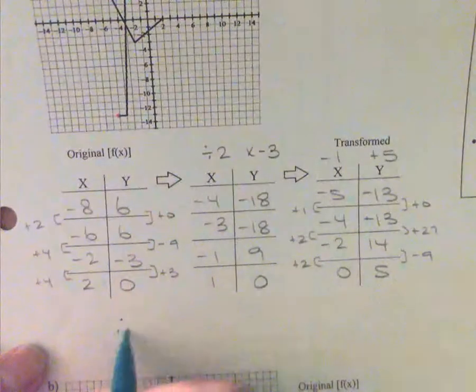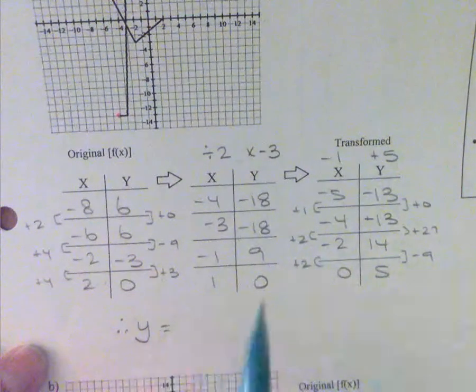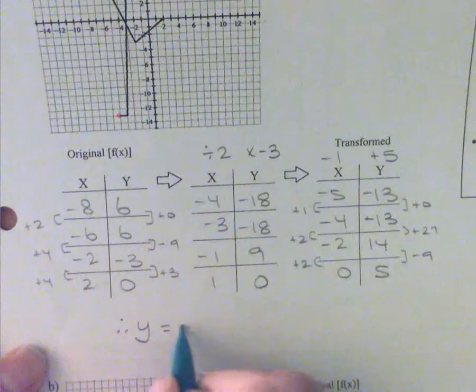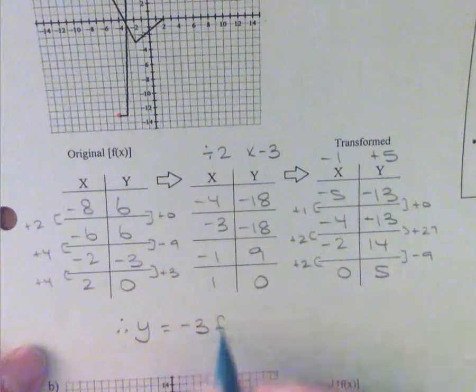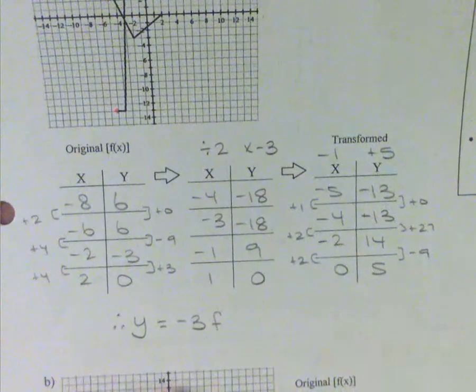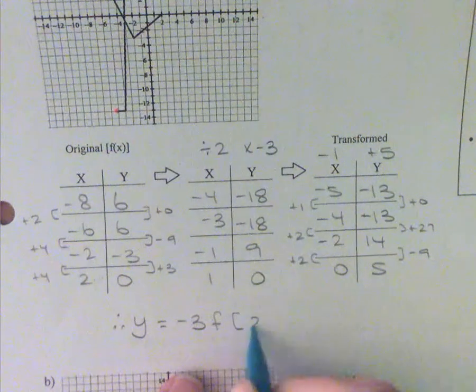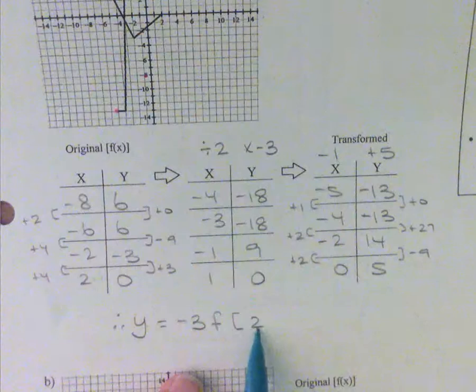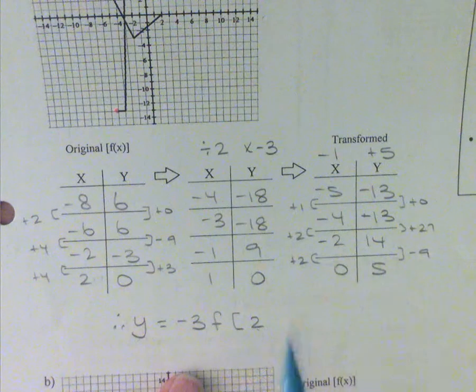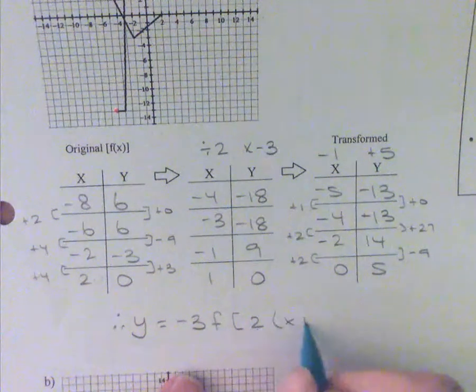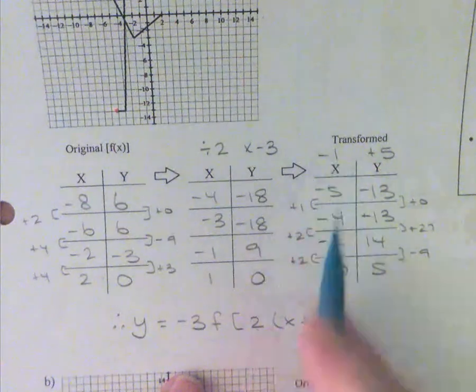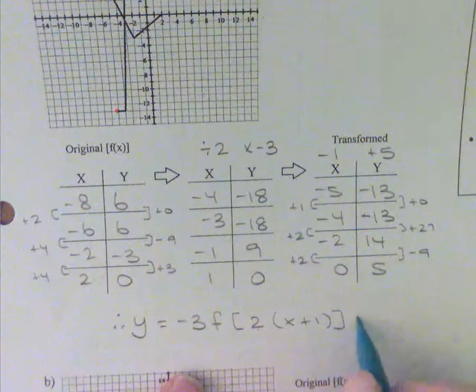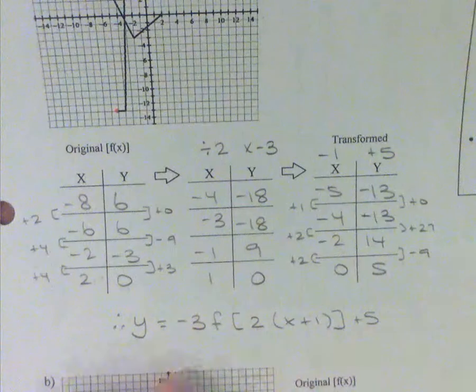So therefore, I have y equals, what happened was, I have -3. We're going to use f for the function because it's a piecewise function. 2 because I divide by 2, brackets. Then I'm going to have x plus 1. It's -1 here, brackets. And I'm going to add 5.